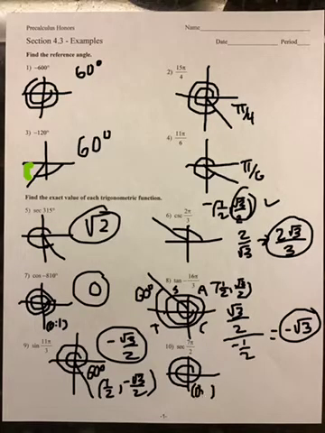So I'm at the point 0, negative 1. Secant is the reverse of cosine, and cosine is the x value. Remember that 0 is made by doing 0 over 1. So if I do the reciprocal of this, I get 1 over 0, which is bad news: undefined.